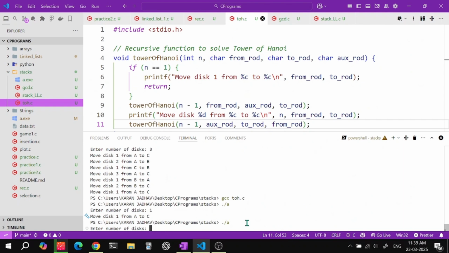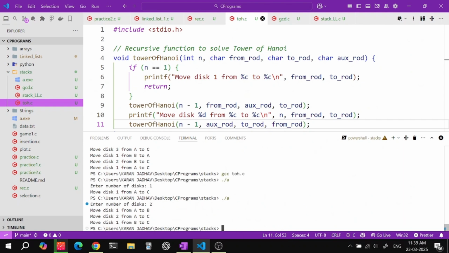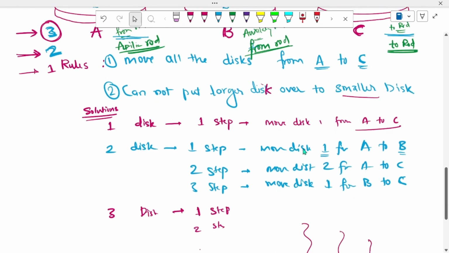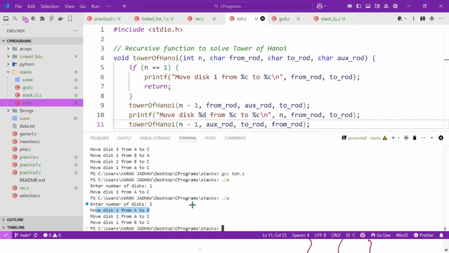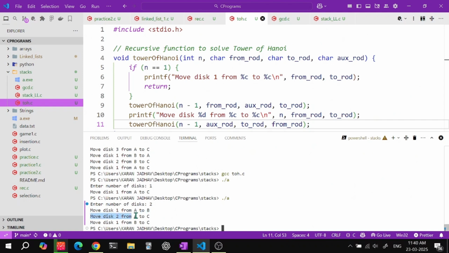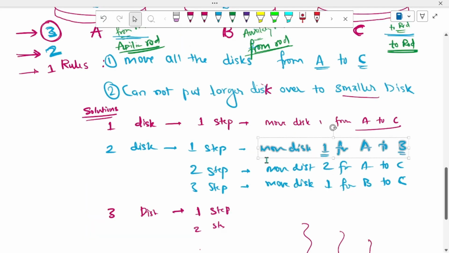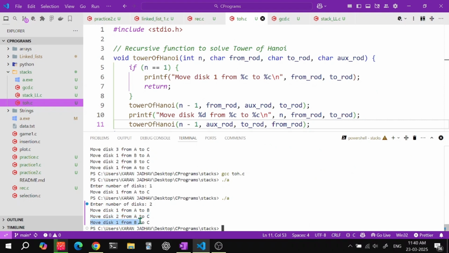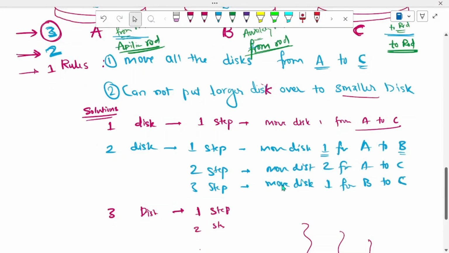Now I'll run it for 2 disks. You can see move disk 1 from A to B. Then again move disk 2 from A to C. Move disk 2 from A to C, right? And then next move disk 1 from B to C. Move disk 1 from B to C, right?